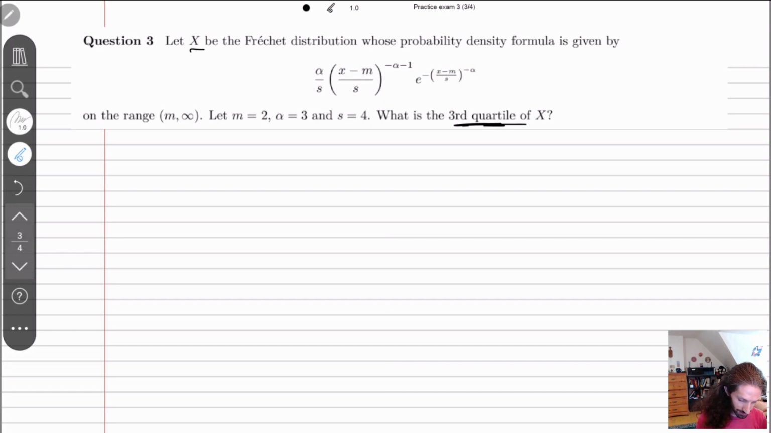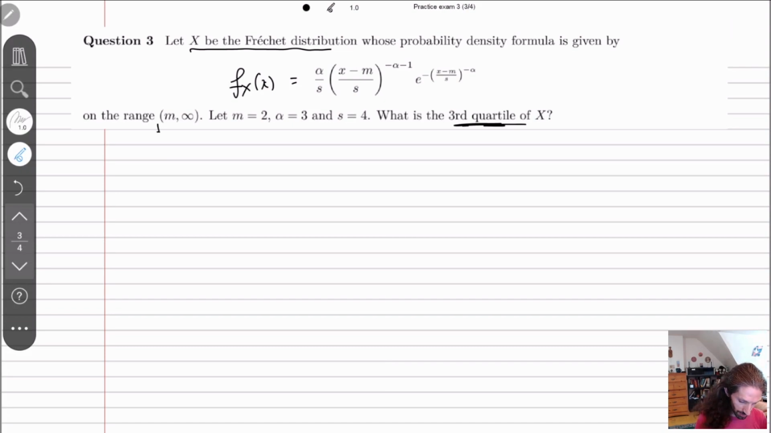We're letting x be the Frechet distribution. Here we haven't really gone over this, but the Frechet distribution is basically the distribution whose probability density formula is given by this formula here. In other words, this is our f sub x of x. So you're given what this is, and it's a continuous one.